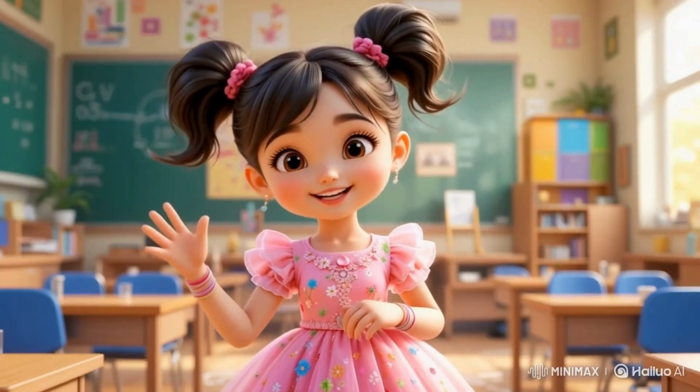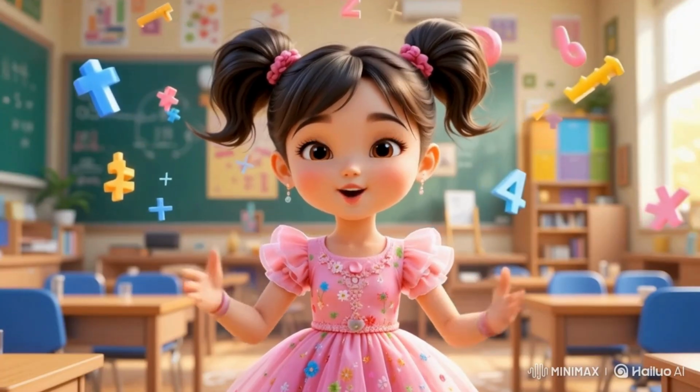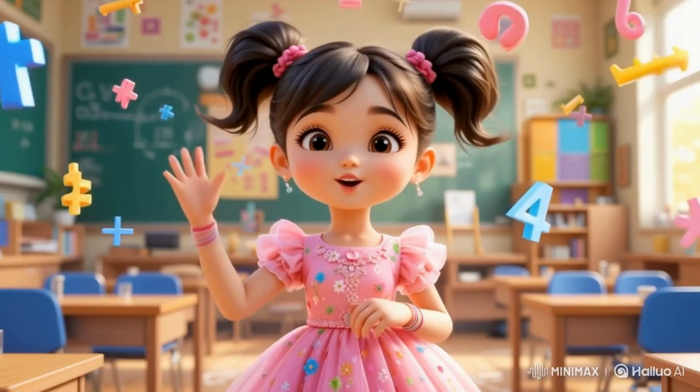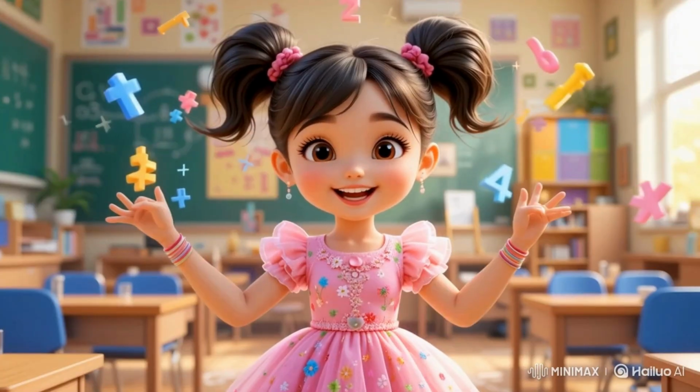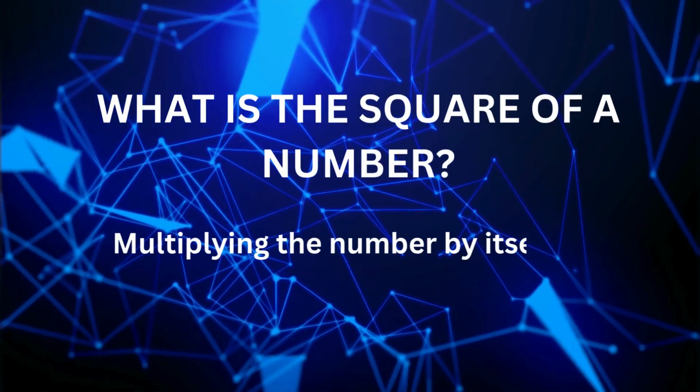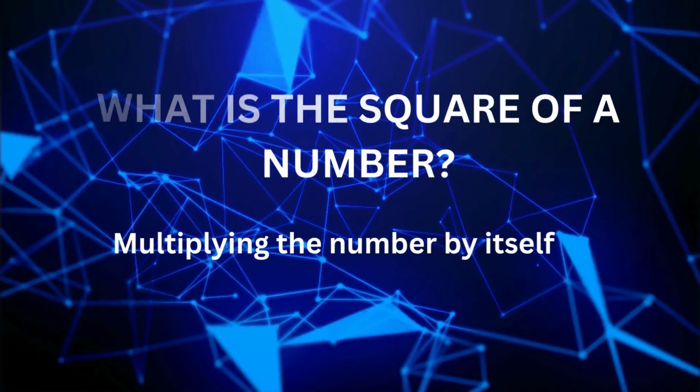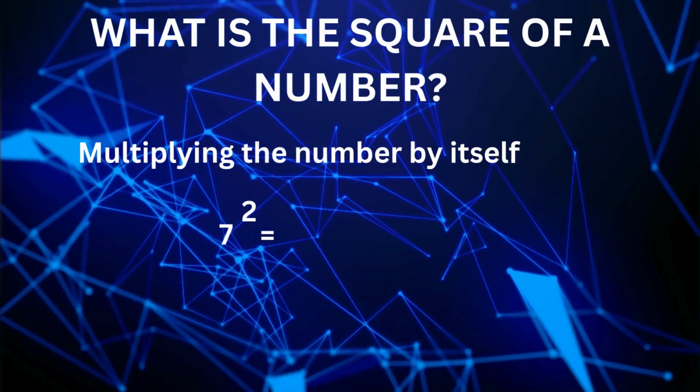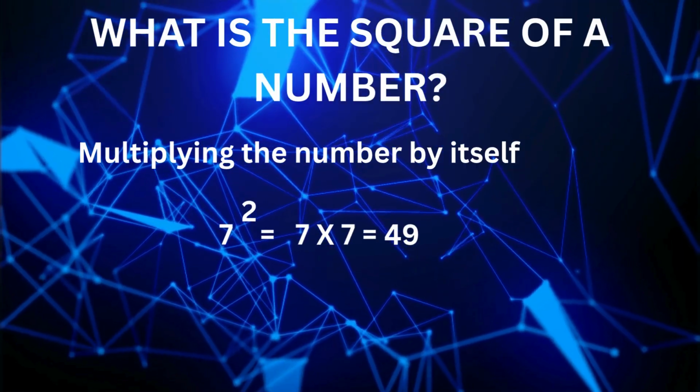Today we are diving into a cool math trick. It's all about squaring numbers. So, first tell me, what is the square of a number? It simply means multiplying the number by itself. For example, 7 squared, or 7 multiplied by 7, equals 49.